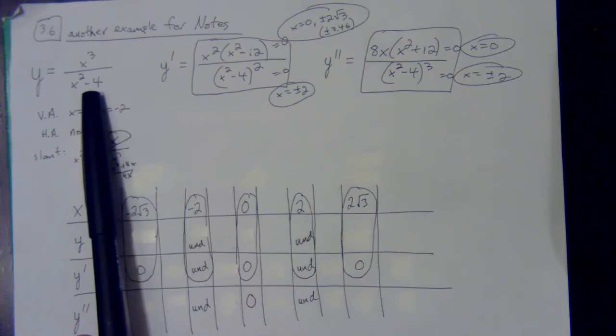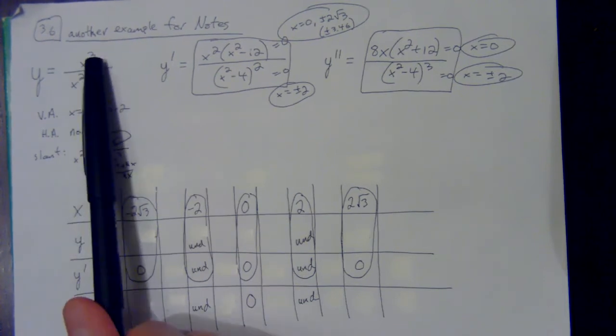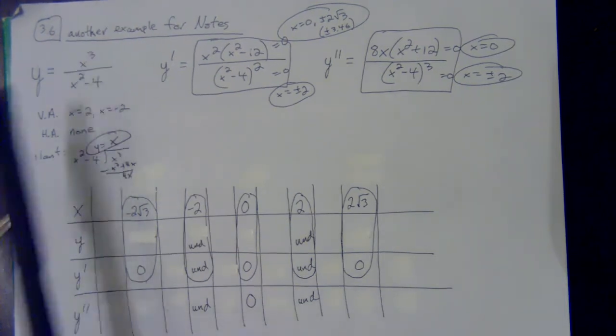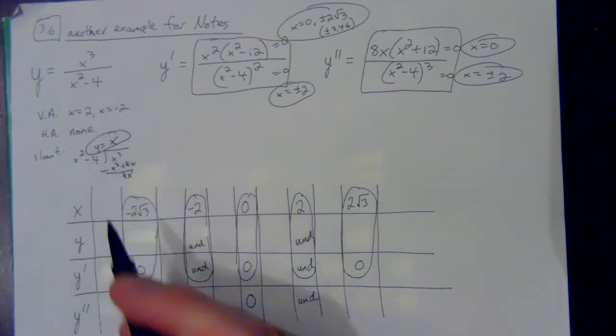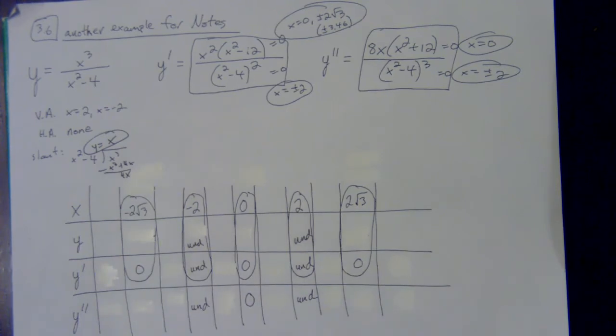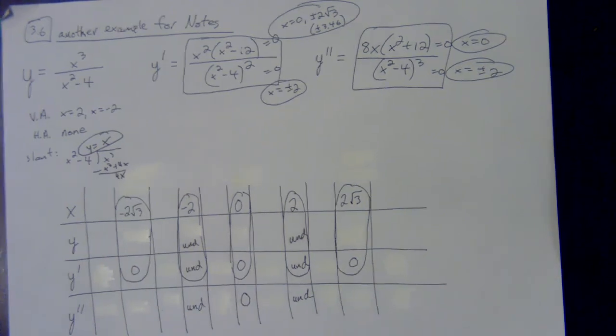So I did find the vertical asymptote, set the bottom equal to 0. The degree on the top is larger, so no horizontal asymptotes, but you have a slant asymptote. So I already did that long division there. I got y equals x as a slant asymptote. And so you can even put those on the graph right away. You got a graph here.